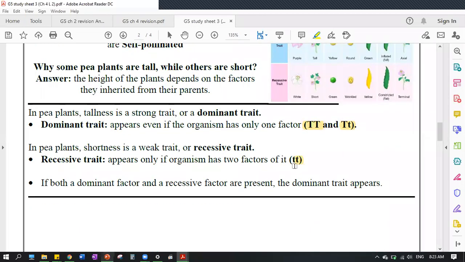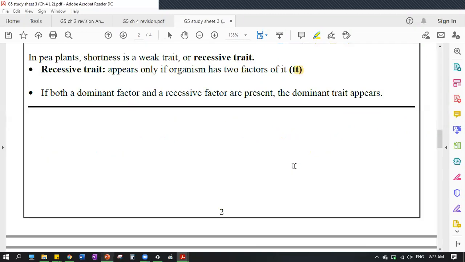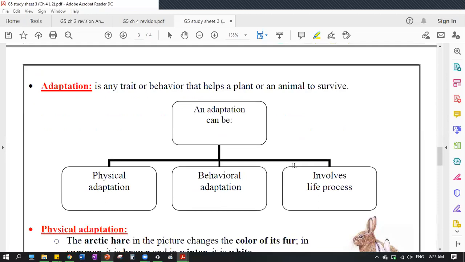The shorter plant was the only one that carried two T small. That's why it was the only one that carried the factors for the recessive trait, and that's why it appeared as a short one. It carried two small because it doesn't have any dominant. Yes, exactly. It doesn't carry any dominant, and that's why the recessive appeared in this case.